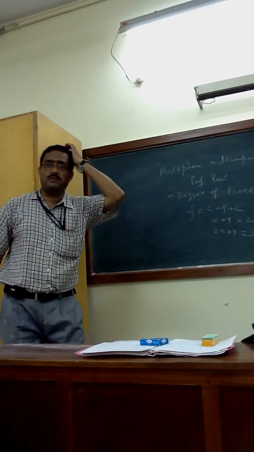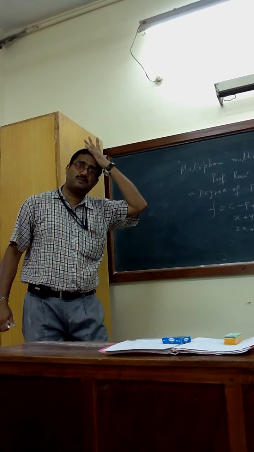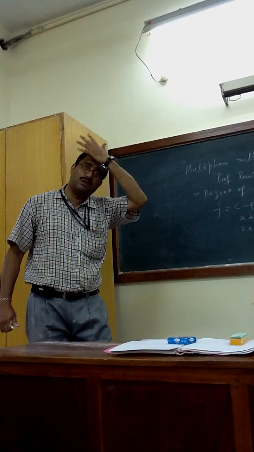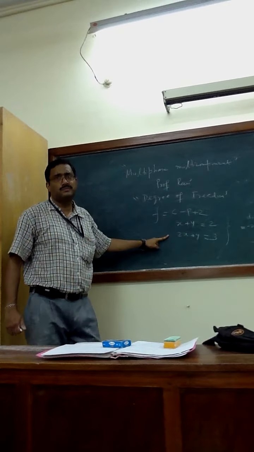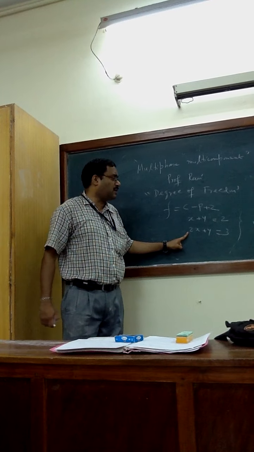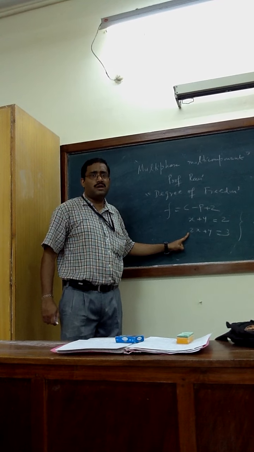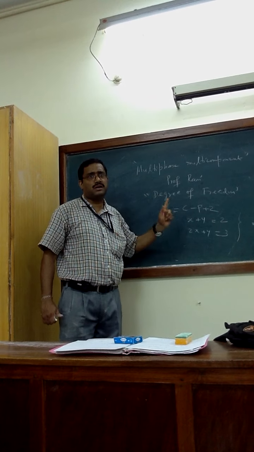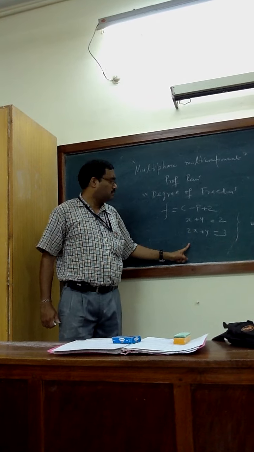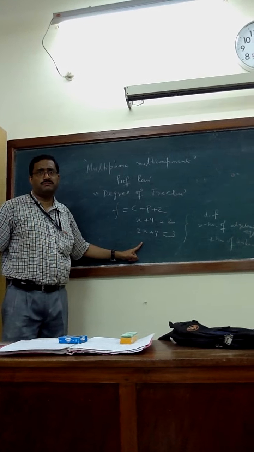Just like a vector space in mathematics, any vector space problem can be done in terms of degree of freedom. Number of unknowns is 2, number of independent algebraic equations is 2, degree of freedom is 0. That says your solution is unique: 1 and 1. The solution is 1 and 1.